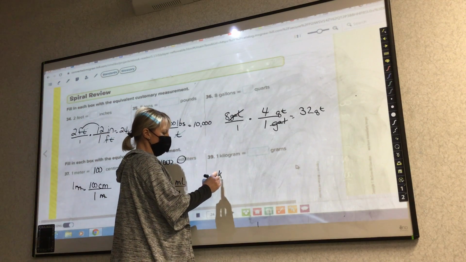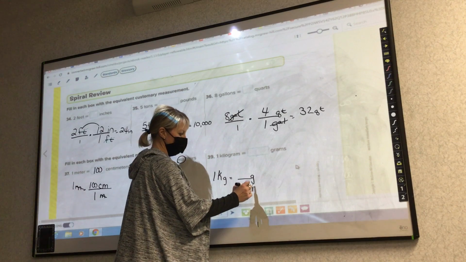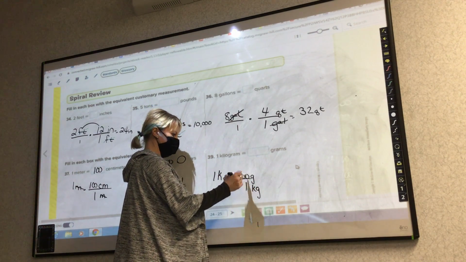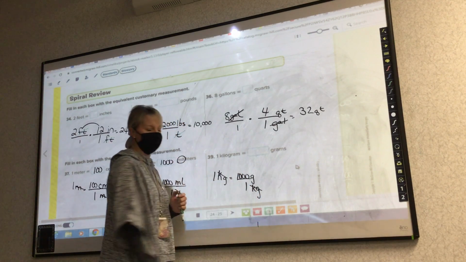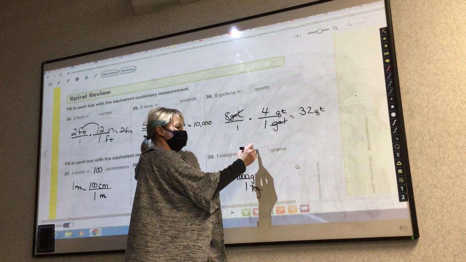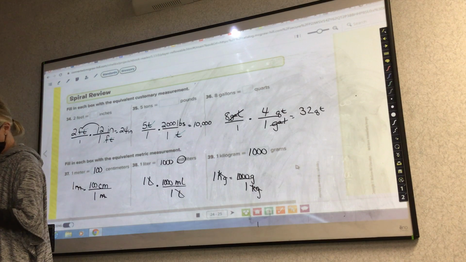1 kilogram is how many grams? How many grams are in a kilogram? 1,000. Guys, you need to have that stuff memorized. So 1 times 1,000 is 1,000. You need to get that memorized.